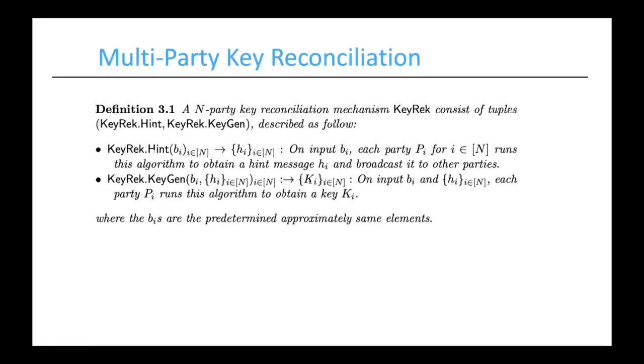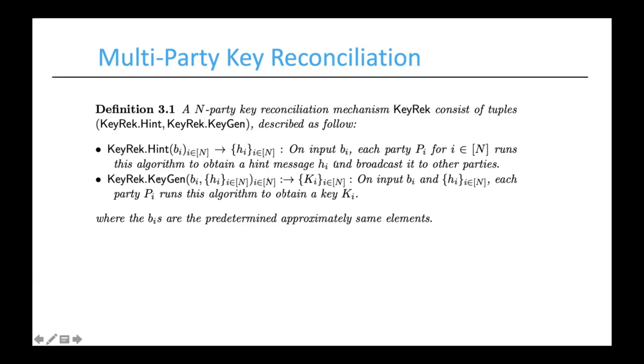A multi-party key reconciliation is like this. It consists of two algorithms, Hint and Kgen. The Hint algorithm takes input b_i in party P_i. Every party P_i has its own b_i. The b_i's are predetermined and approximately the same, which means they are very close to each other. Then P_i runs the Hint algorithm, outputs h_i and broadcasts this hint.